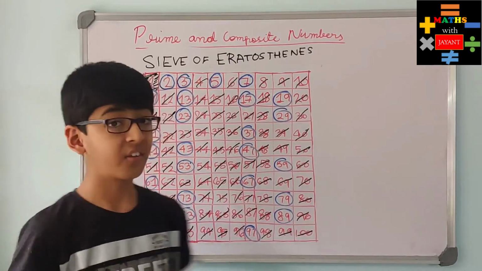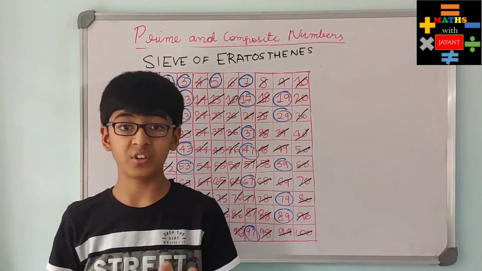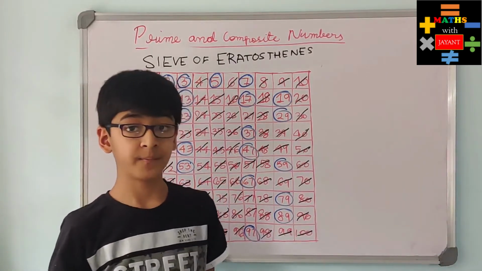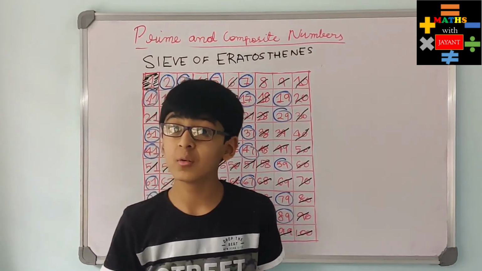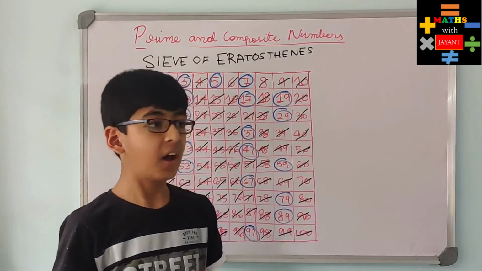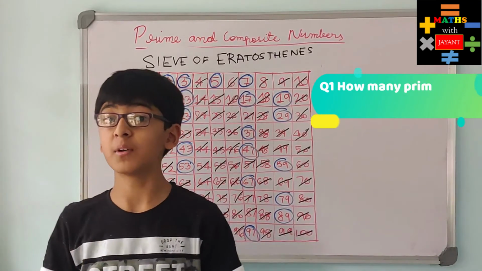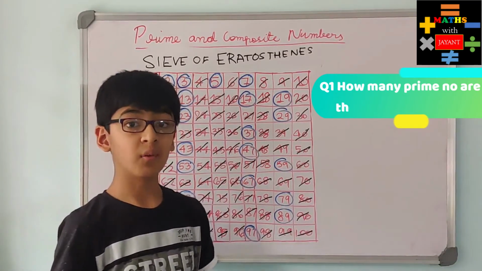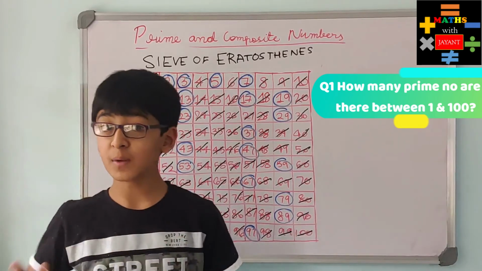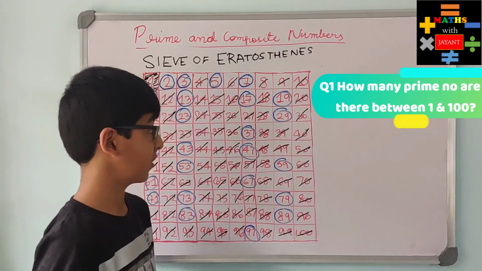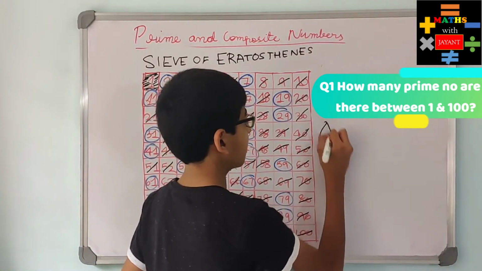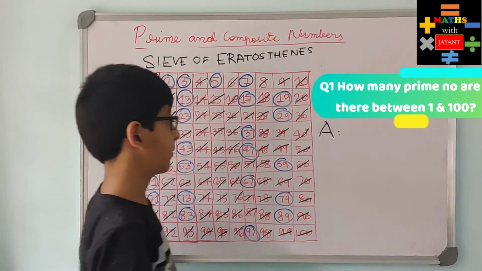Now let us answer two questions using the Sieve of Eratosthenes. Question 1. The first question is, how many prime numbers are there between 1 and 100? So let us find the answer to this question.